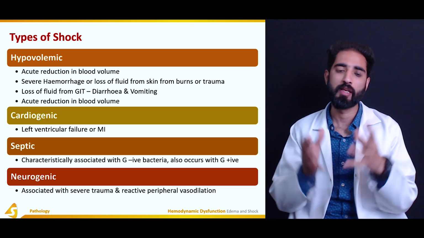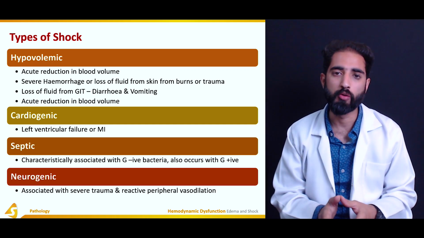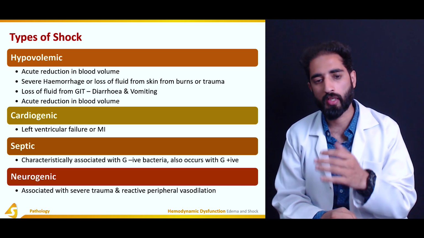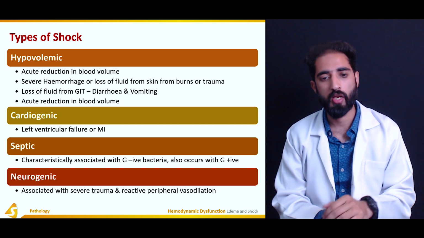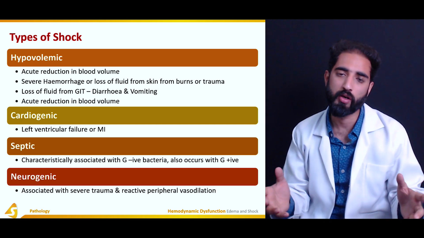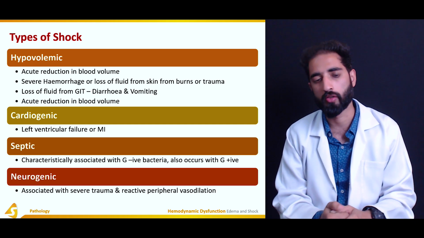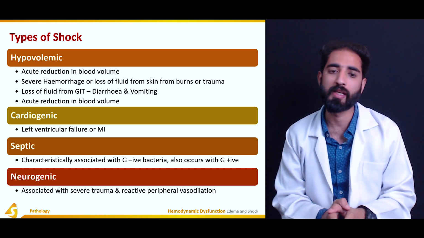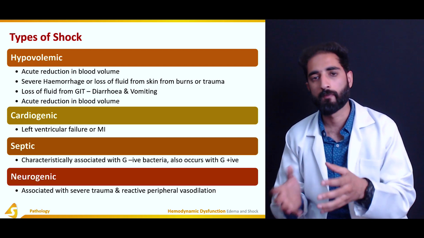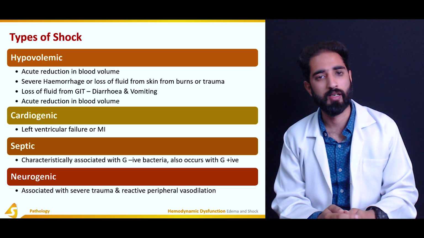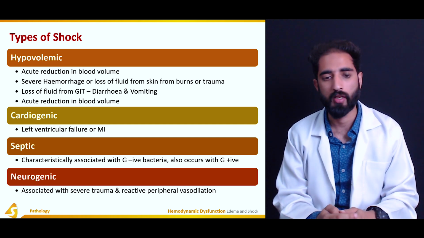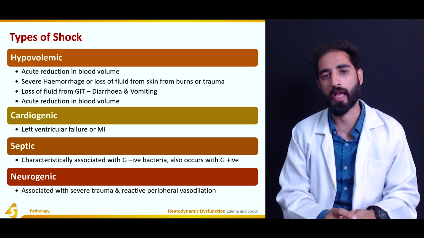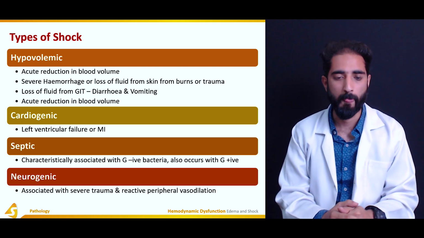As the name indicates, it is a decreased volume of the blood. So an acute reduction in blood volume, either resulting from severe hemorrhage or loss of fluid from skin from burns, or any type of physical trauma. Loss of fluid from the gastrointestinal tract can also result in hypovolemic shock because of conditions such as excessive diarrhea or vomiting, and that results in acute reduction in blood volume and thus hypovolemic shock and impaired blood circulation.